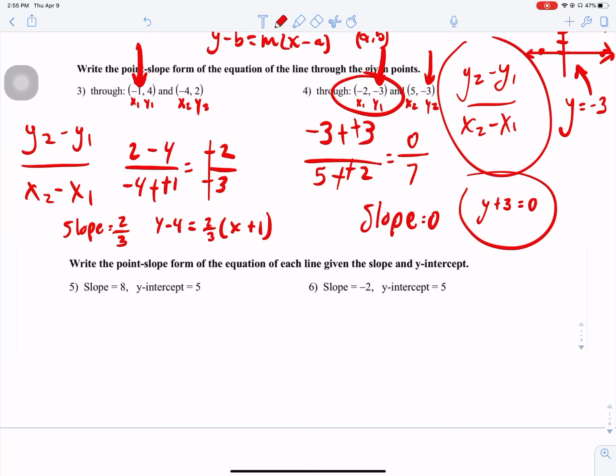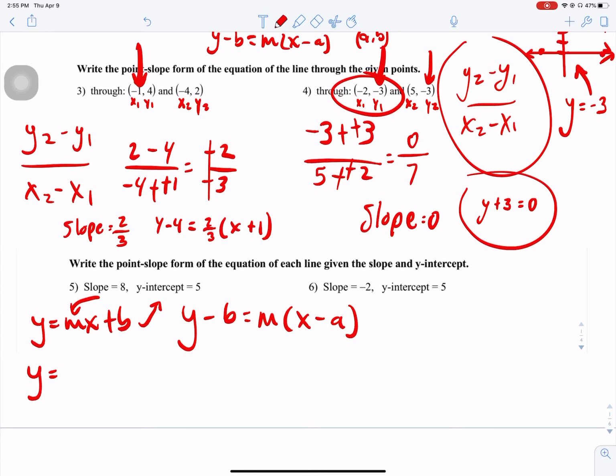I'm going to use this formula, y minus b. Here's what you already know. y equals mx plus b. You know the slope is this one and the y-intercept is that one. So what we've already been taught is y equals 8x plus 5 and y equals negative 2x plus 5. The question is, how do we make that in point slope?